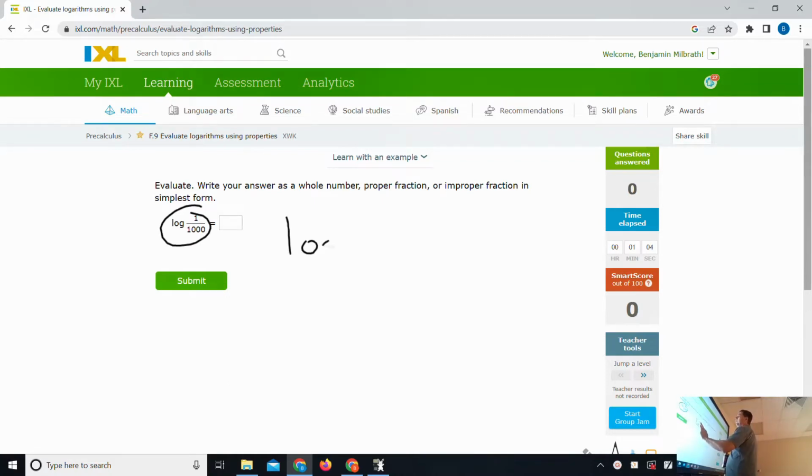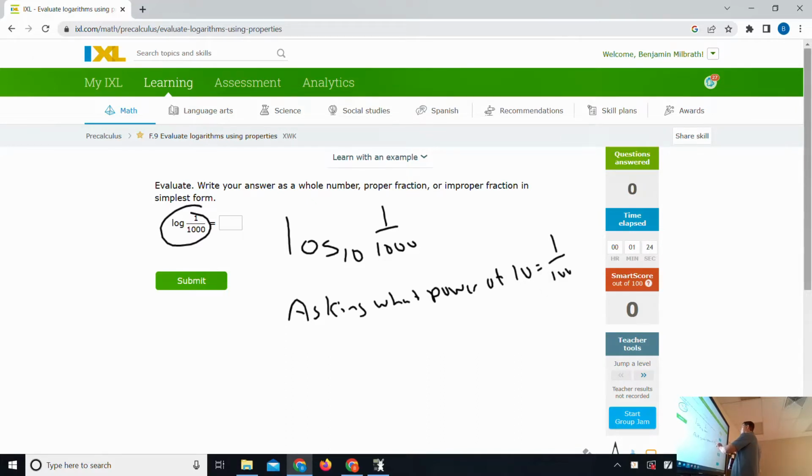This is a logarithm with an understood base of 10, and its argument is 1/1000th. And what it is asking is, what power of 10 is equal to 1/1000? So when I see the number 1/1000, I think that's 1/10 cubed. And then I think about my rules of exponents that say I can shift that 10 cubed up top, and I can make that 10 to the -3rd power.